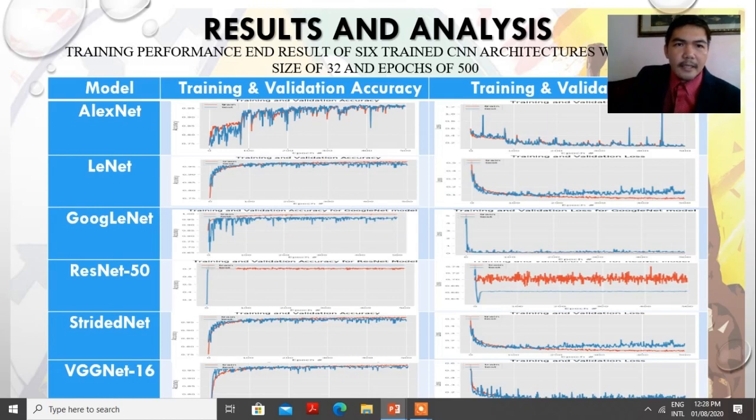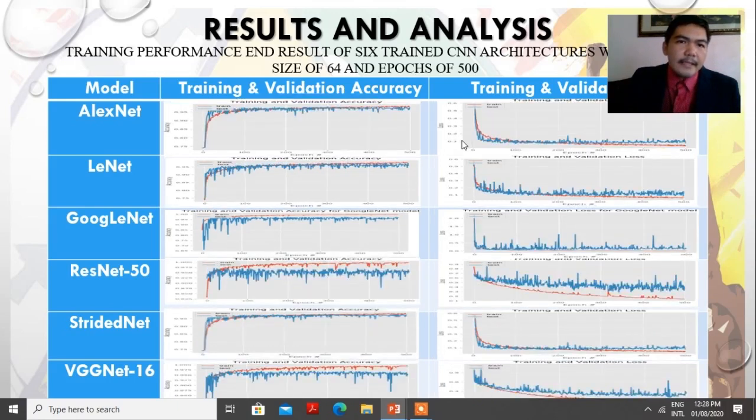So these are the results of the training performance. So all the CNN architectures with the batch size of 32 and the epochs of 500. Next, we have an output or a figure for the training performance and result of 6 trained architectures with the batch size of 64 and an epochs of 500.